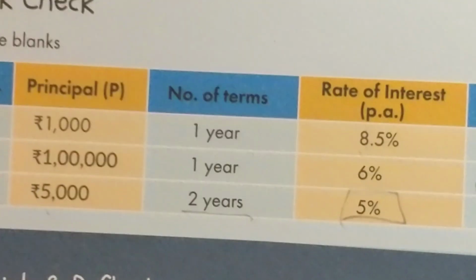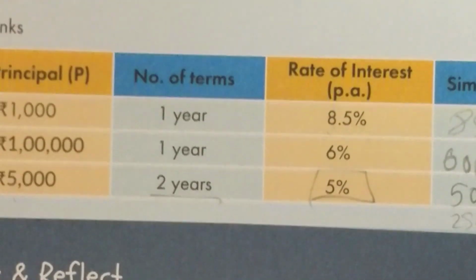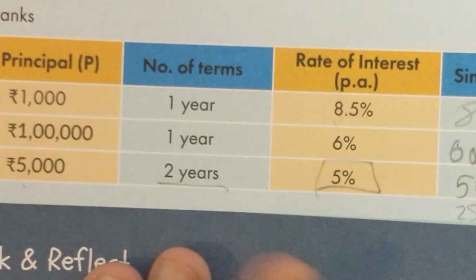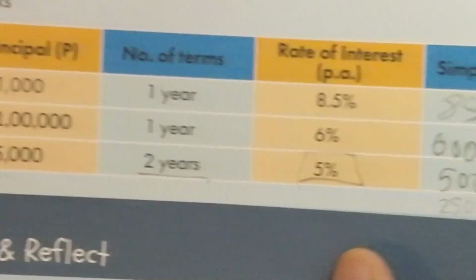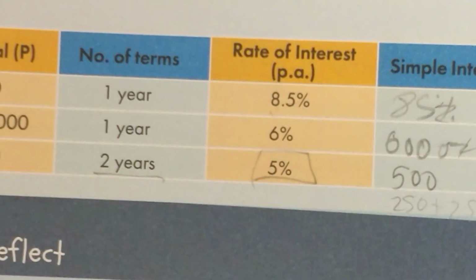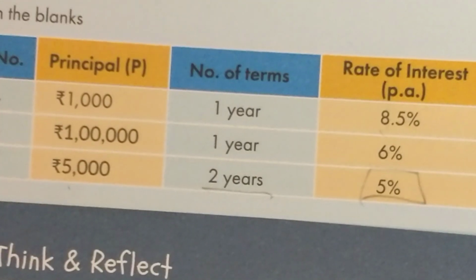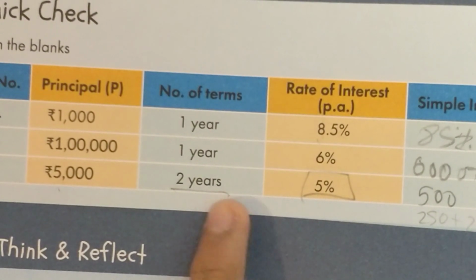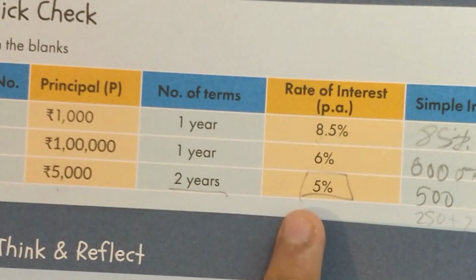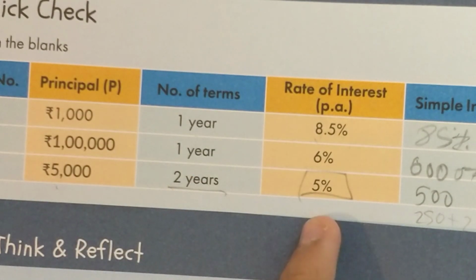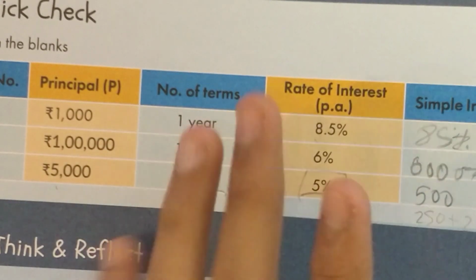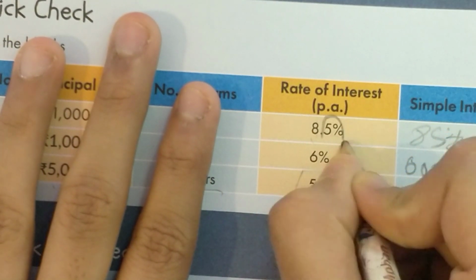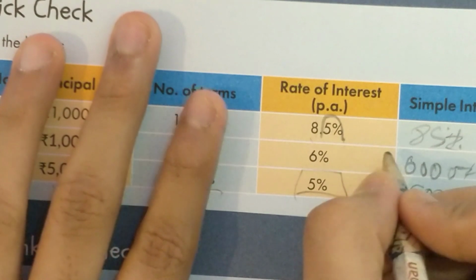And now here, the principal amount is given, the number of years is given, and the rate of interest is also given, and you have to find the simple interest. So here it's 1000 and it's 1 year, right? The number of terms is 1 year and the rate of interest is 8.5. When you notice it, it's a decimal, right? So when it's a decimal, you have to move the decimal, so it is 85%.